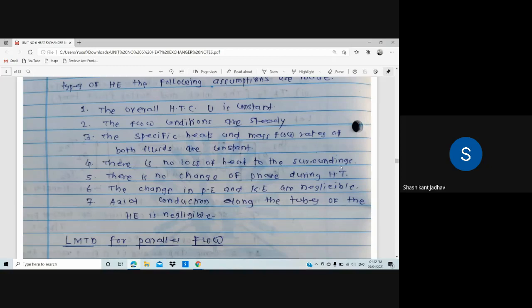And we are considering that the change in kinetic energy is negligible. Assuming that condition also, write down the next assumption, the sixth assumption: the change in potential energy and kinetic energy are negligible.